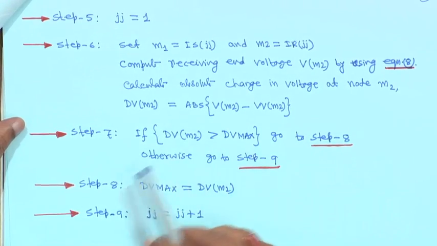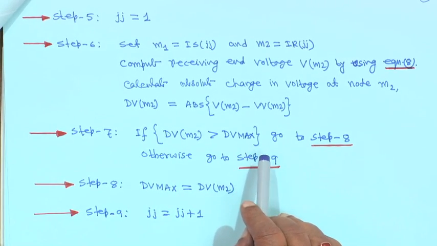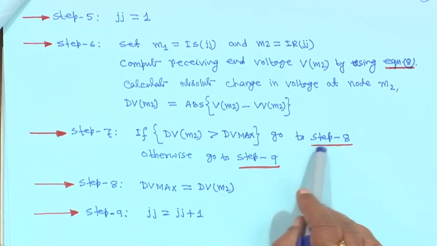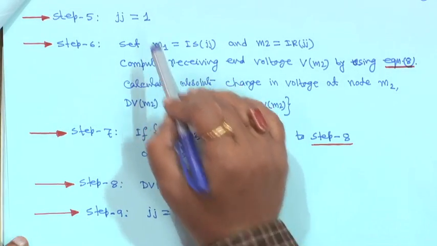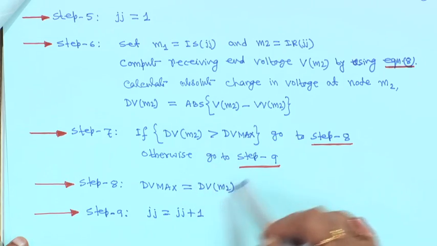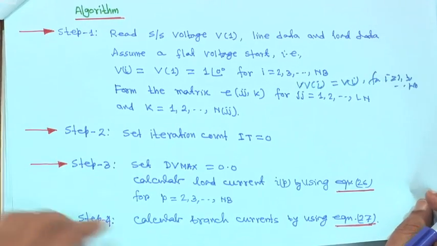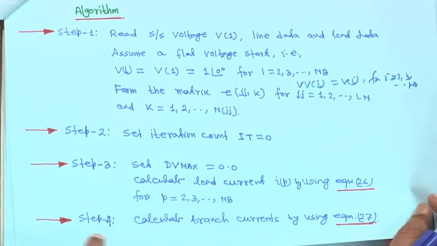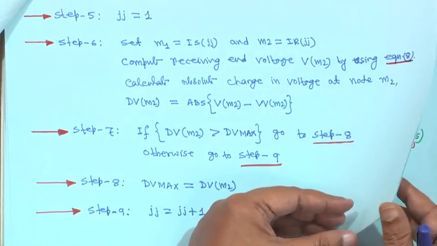So, once this is done, now you check if dVm2 is greater than dVmax or not, because initially we have set dVmax to 0. If dVm2 is greater than dVmax, go to step 8, you put dVmax equal to dVm2. Otherwise, go to step 9, that is increment branch number jj equal to jj plus 1, right. You start from jj is equal to 1, and you increment jj equal to jj plus 1. Initially every time we find out the dVmax value, although the initial value of dVmax you can set to 0, we have set it to 0, right. And then increase jj equal to jj plus 1, right.